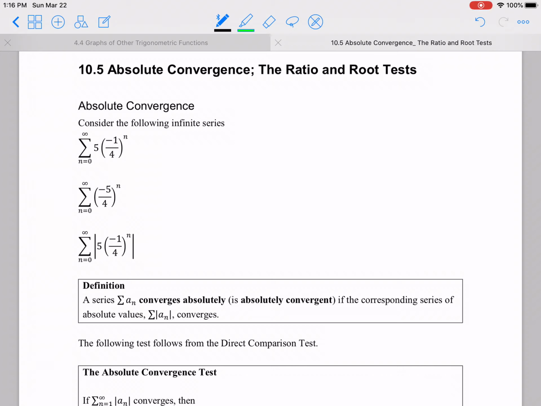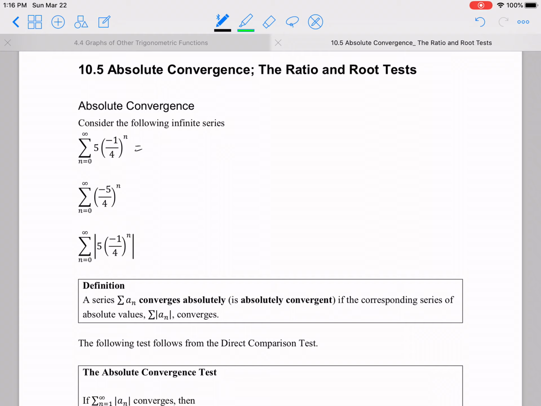Okay, hello everybody. We're going to start doing 10.5, absolute convergence, the ratio and root tests here. So first let's start off with what absolute convergence is. So let's start with this one here. You should recognize this kind of a series, and we can do this one.